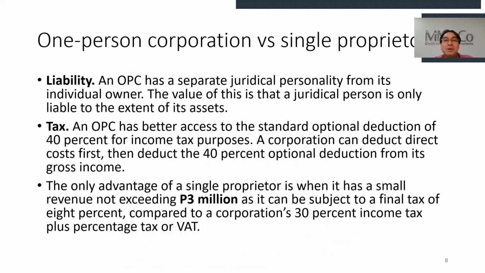Anyway, so yan, has a separate juridical personality from its individual owner. The value of this is that the juridical person is only liable to the extent of its assets. So, kapareho lang din ng 5-person corporation. Yung regular corporation pala, mas tamang yung tawag natin. In terms of taxation, ganun din. Meron din siyang 40% OSD to be multiplied dun sa gross income. Meaning you can deduct first your cost of sales or your cost of goods sold. Di katulad ng sole proprietor, if you chose to use OSD 40%, then it will be multiplied on your gross sales or on your gross revenue for services.